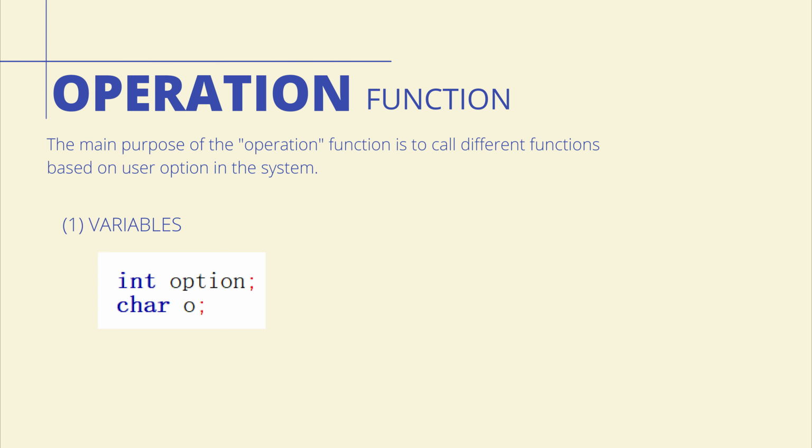Next, what we have is the operation function. The main purpose of the operation function is to call different functions based on the user's option in the system. So there are two variables used in the function. The first one is the integer variable option, and the next one is the character variable O.